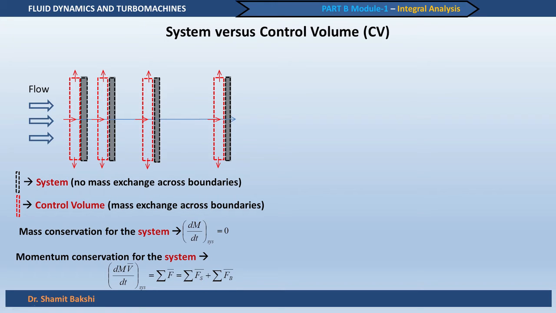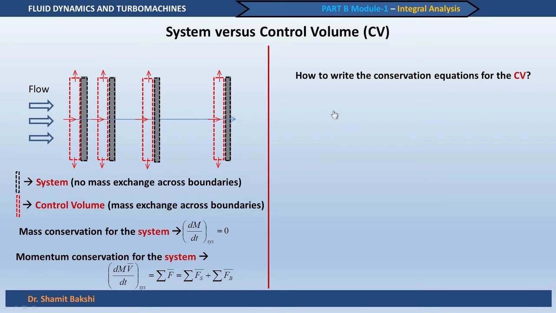Now, again the question is how can we write this kind of equation for a control volume. This is basically the motivation for studying this particular chapter. We try to see how to write the conservation equations for the control volume. We know this for the system, but we want to see how we can translate it to the conservation equations for the control volume.